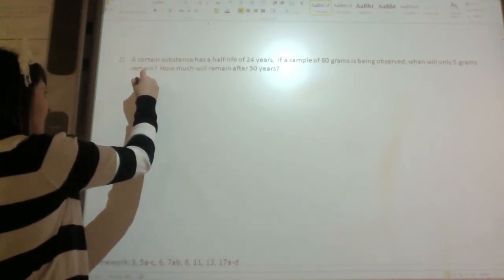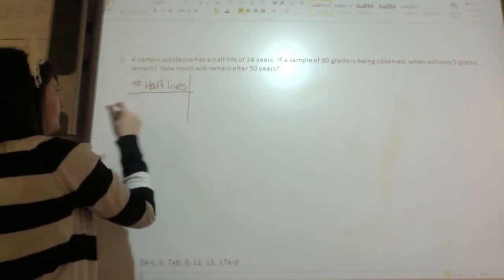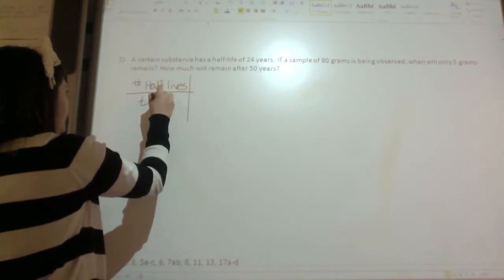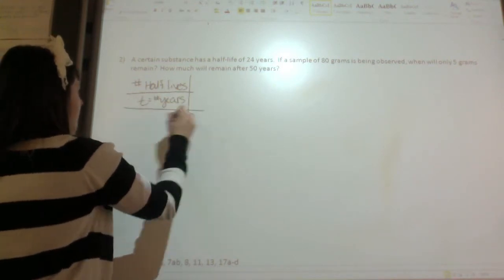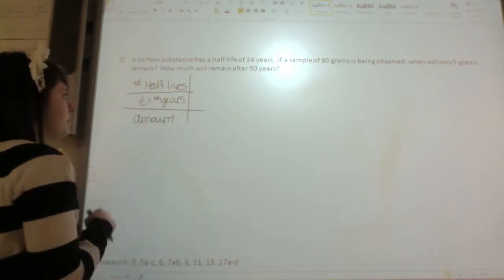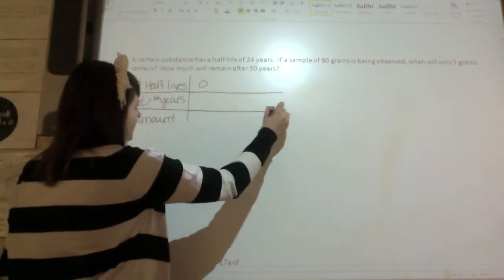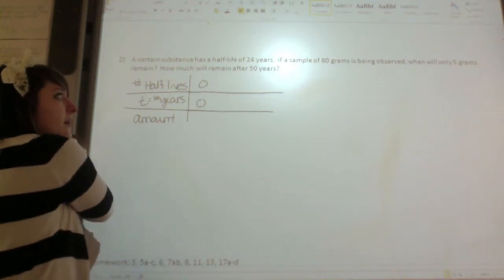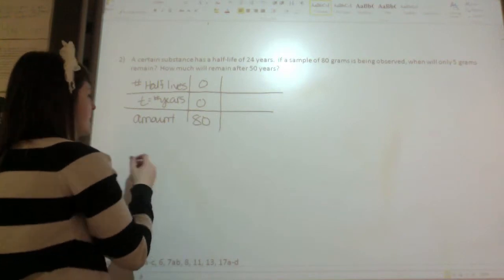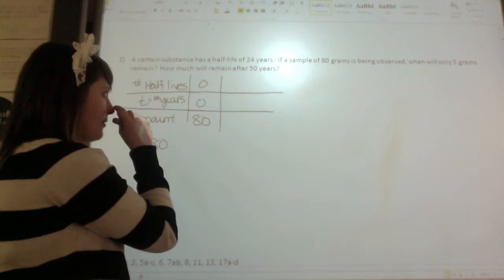I'm going to have the number of half-life periods, and then I'm going to have my t value, which is the number of years, and then I'm going to have my amount, so the actual amount that I have. So after 0 half-life periods, which is 0 years, I know that I would have 80 grams because that's what I start out with. I also know that a is 80 because remember a stands for my initial value.